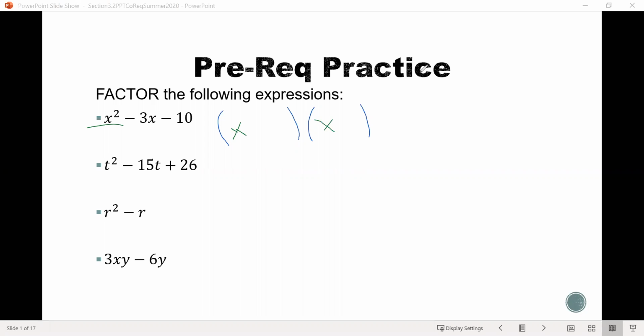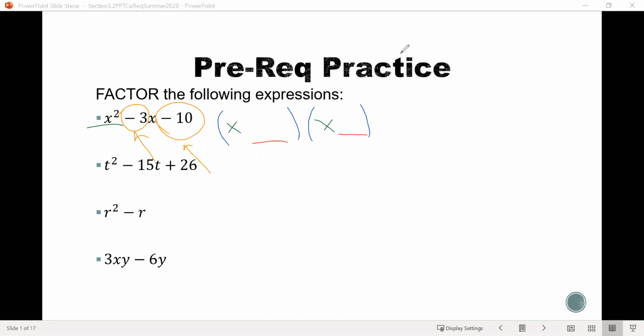Okay. And then the next thing is we have to figure out what goes in the other parts of the parentheses. So right here, right here. In each case, it's going to be a number. And we got to figure out what those numbers are. And here's how we do it. We're going to look at the number here by itself and also the coefficient of the x.